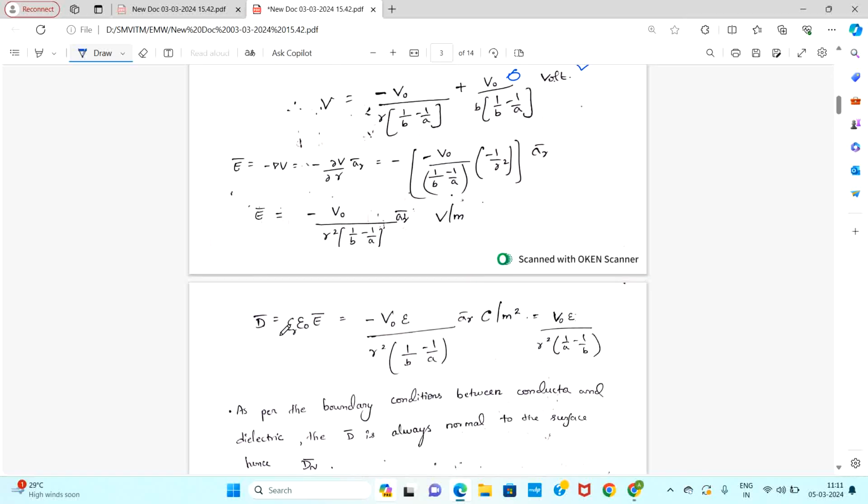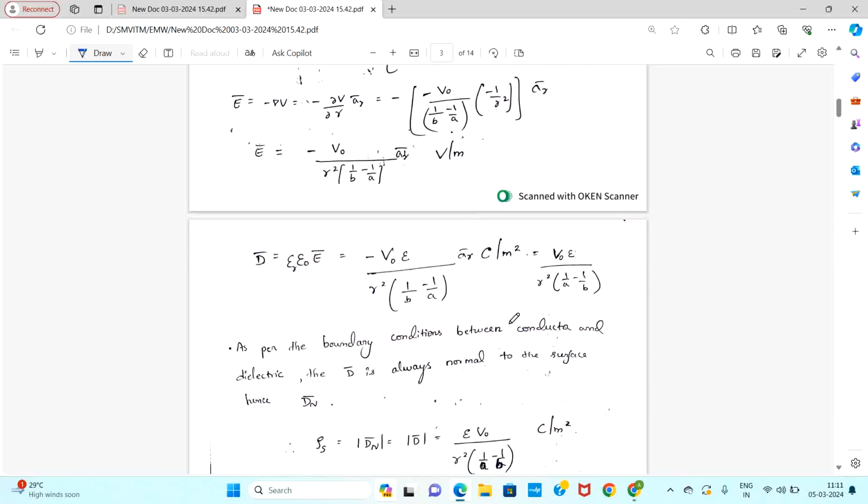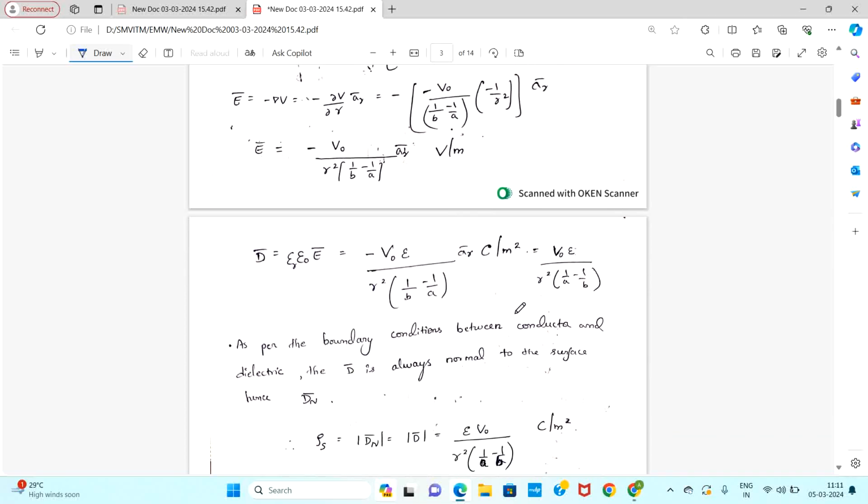And once you know E, you can calculate D, which is epsilon into E. And here they've not mentioned if it is free space or not, so keep the epsilon as it is. Okay. So the next part, till here you have done even in the previous problems.